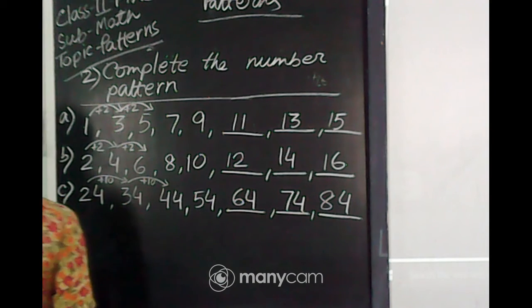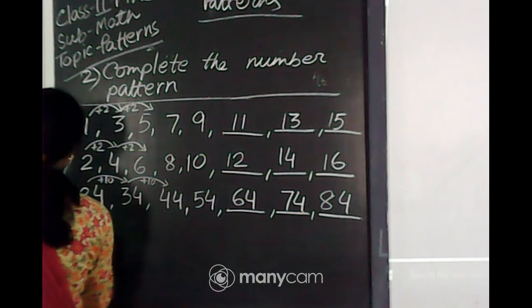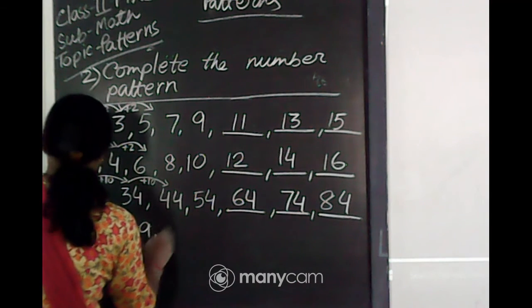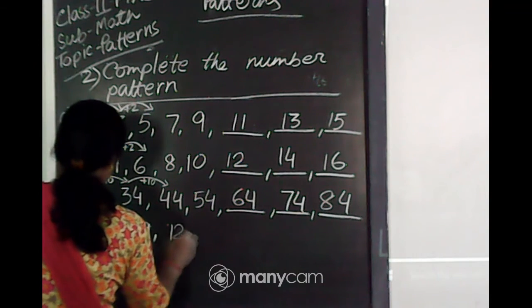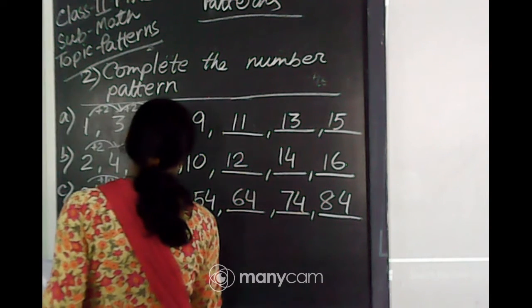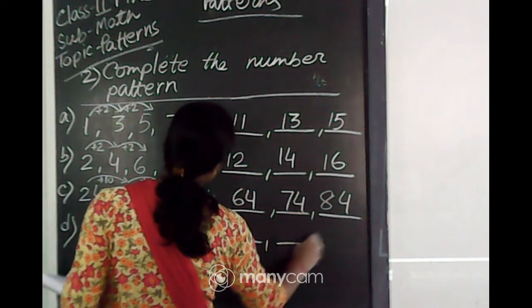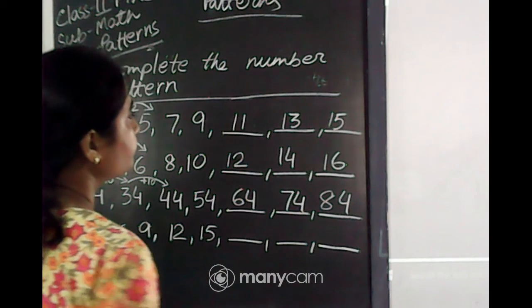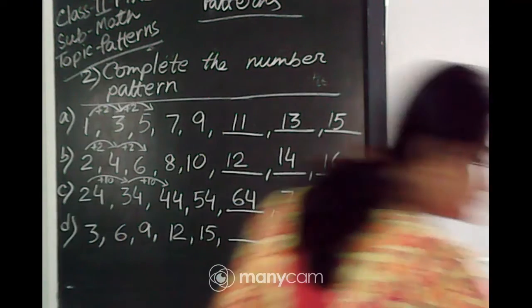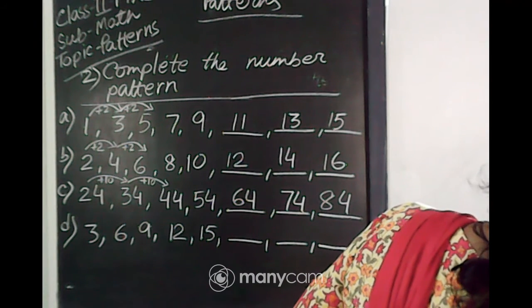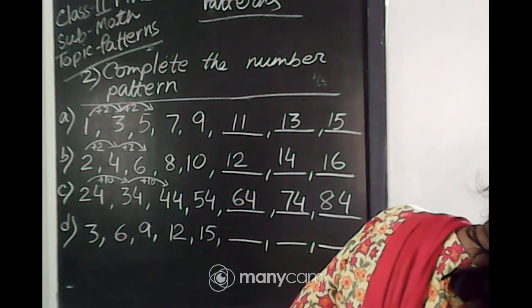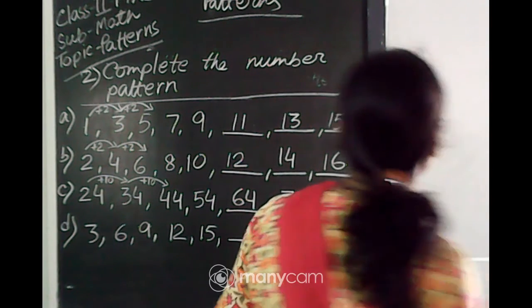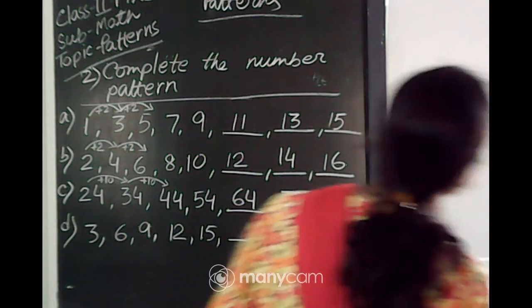Next number D: 3, 6, 9, 12, 15. Then 3 blank. Please answer me. Yes, very good, Rithojit. Very good.